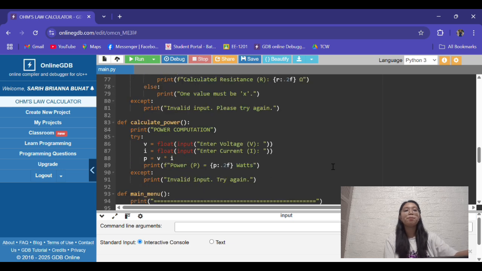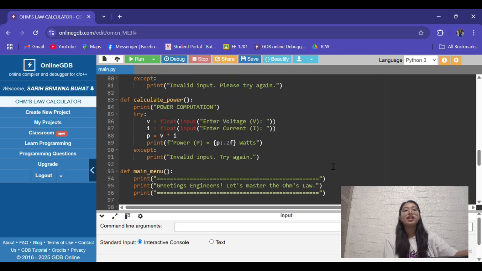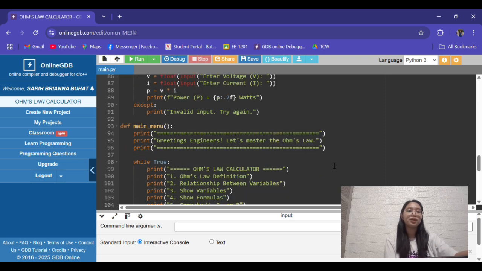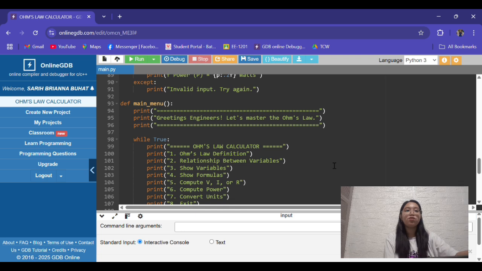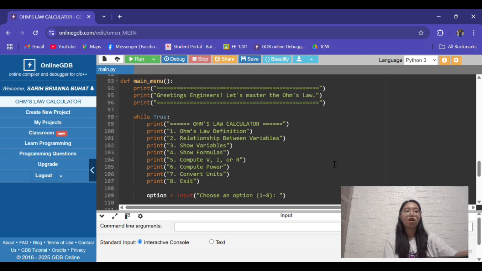Next is the calculate power function. The user is asked to input voltage and current values. The function calculates power using the formula power equals voltage times current. If the user inputs incorrect values like letters instead of numbers, the program detects the error and gives a warning message. Lastly, the main menu function is the control center of the program.